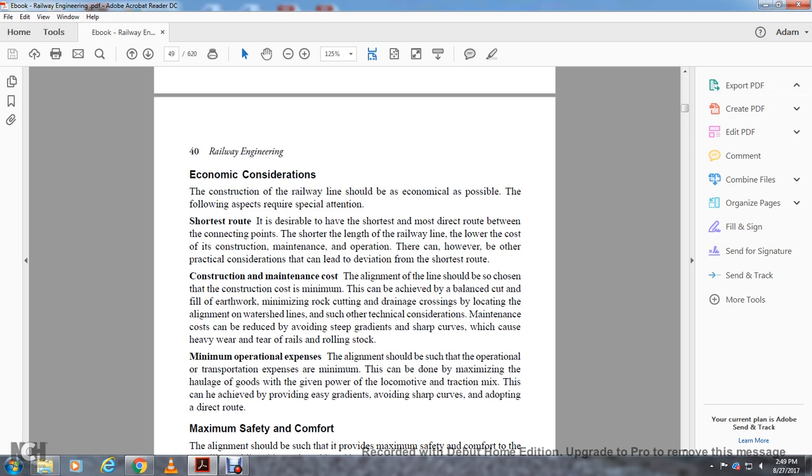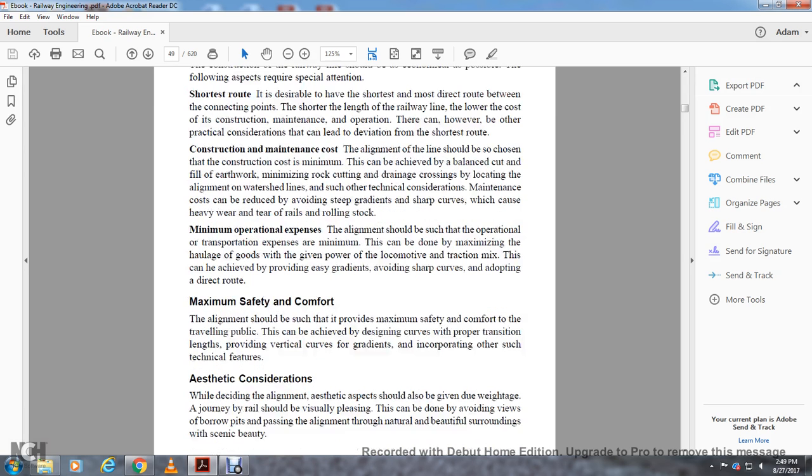Minimum operational expense. The alignment should be such that the operational and transportation expenses are minimum. This could be done by maximizing the haulage of goods while giving more power to the locomotive and traction. This could be achieved by providing easy gradients, avoiding sharp curves and adopting a direct route.